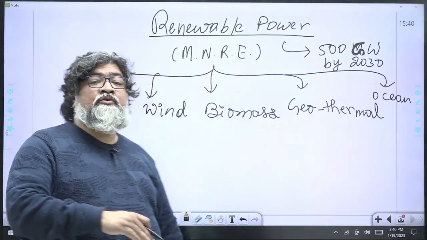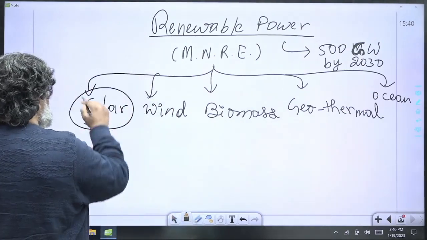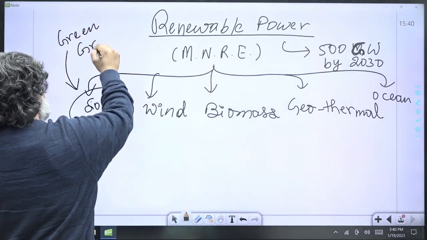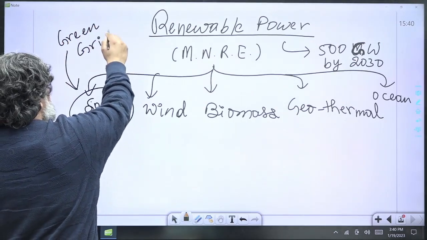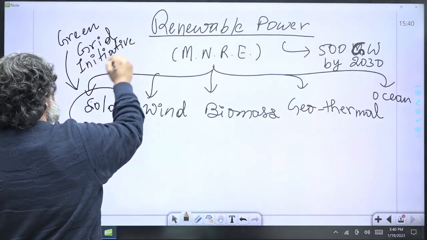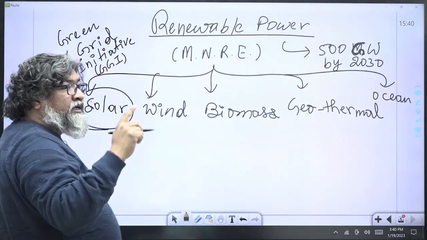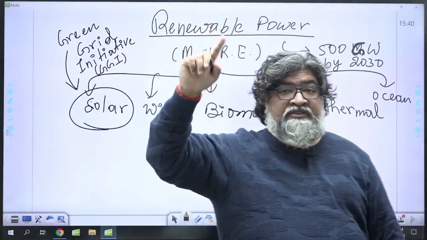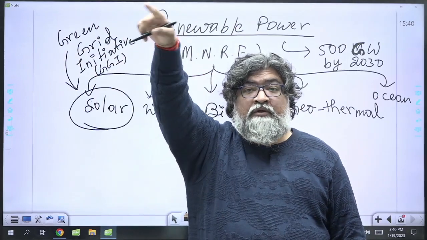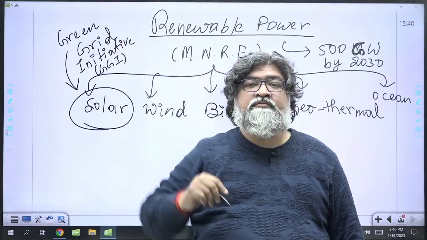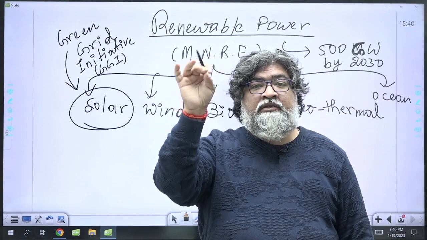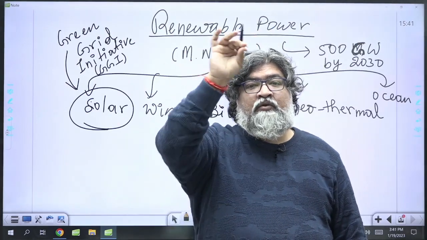From environment and ecology, you know that for solar there is already a very important project called the Green Grid Initiative. During the Scotland Glasgow Summit, India and the UK came forward with this GGI, Green Grid Initiative, to build an intercontinental grid of renewable power, particularly from solar energy, connecting Asia with Europe, Southeast Asia, Africa, America. And this comes under a very ambitious program proposed by the Prime Minister of India, One Sun, One World, One Grid Initiative, OSOWOG.